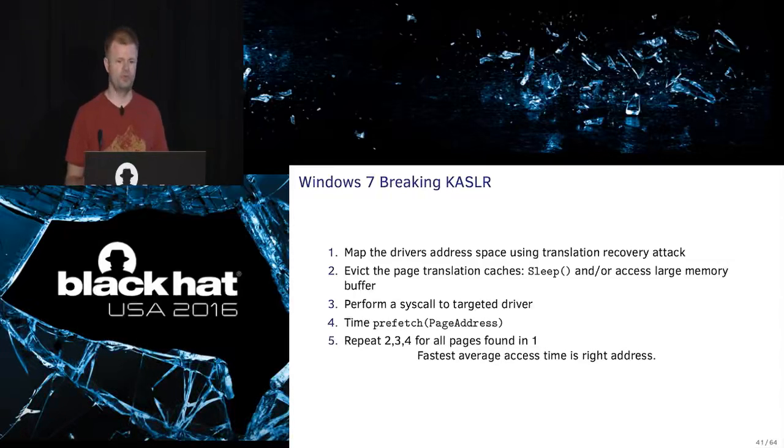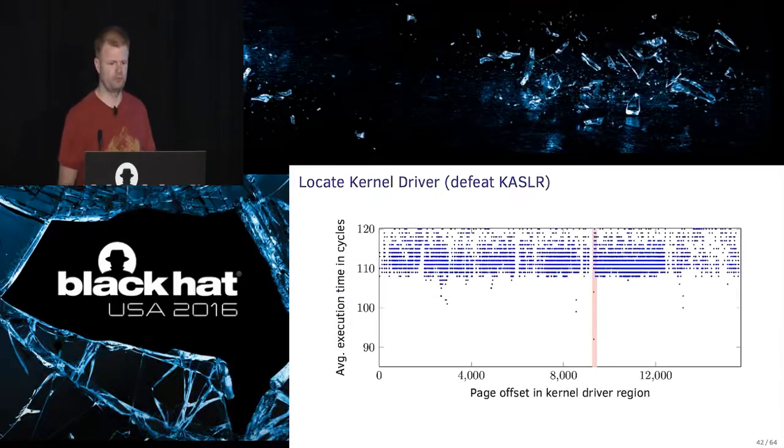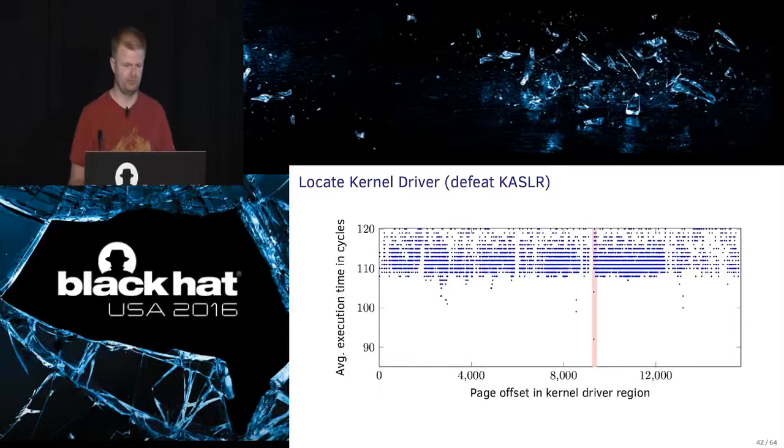There's a bit of noise in here, so we actually repeat these steps 100 times to get an average. And when we look at that graphically, it looks something like this. You'll notice here that the red bar is the address that we were looking for in a driver, and the very small blue dot below signifies that this is the smallest average here. In this way, we can locate a driver in virtual memory with unprivileged access using just the prefetch instruction.